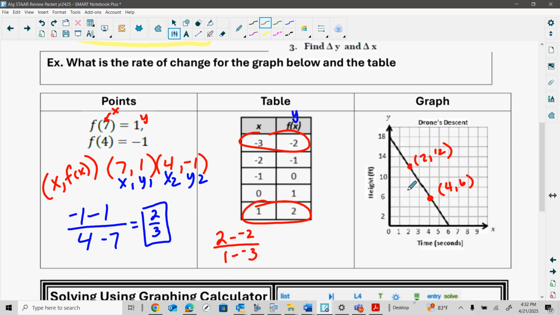Now, I know some of you want to count the rise over run, but I would do this because you've got to watch out for your scale. See, this is an increment of ones, but this is an increment of 2. So that's going to throw your scale off.